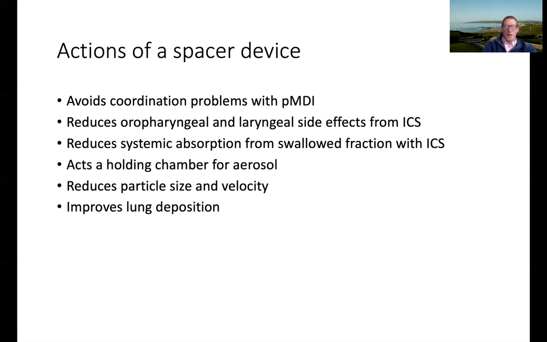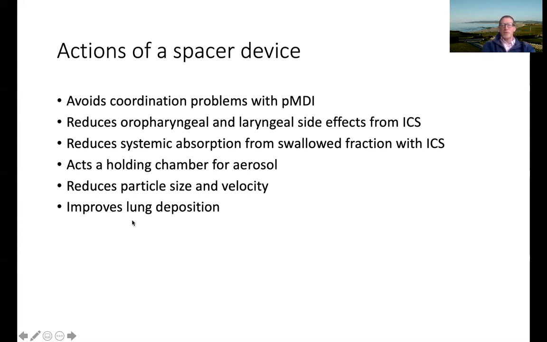As I've already said, it acts as a holding chamber for the aerosol, and when the particles bombard the wall of the spacer, that reduces particle size and velocity. Particles which are smaller and travel slower go deeper into the peripheral lung, and consequently, it improves lung deposition.